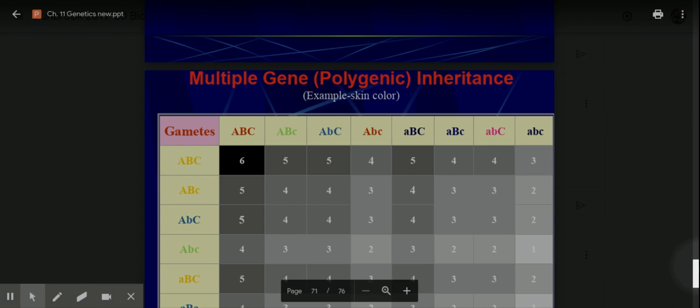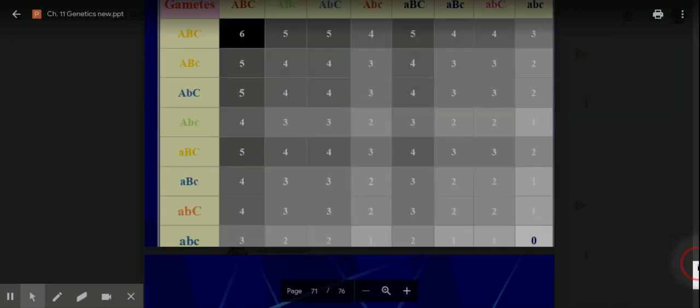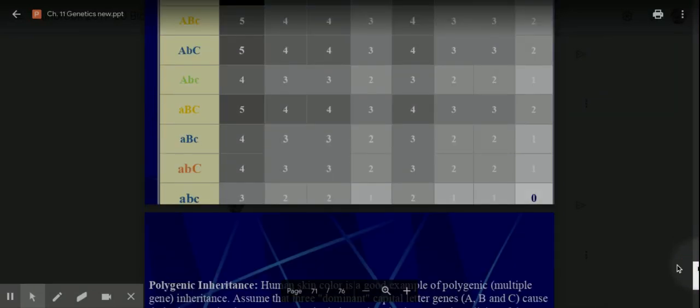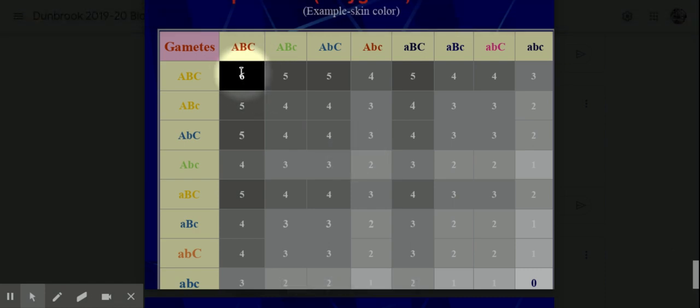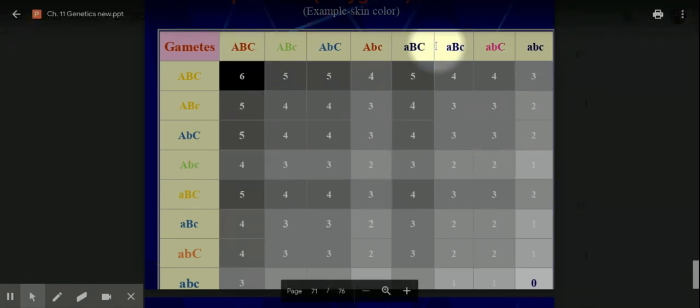There's actually about seven different forms of skin color, seven different shades of skin color, all the way from zero, which is what we would call an albino who has no pigment in their skin, all the way up to very, very heavy amounts of the pigment we call melanin that would make this person very, very dark skinned. But you can see there's actually seven different grades or shades of skin color. And this is because there are three genes controlling skin color. Each gene has two alleles. So this is what we call a trihybrid cross.